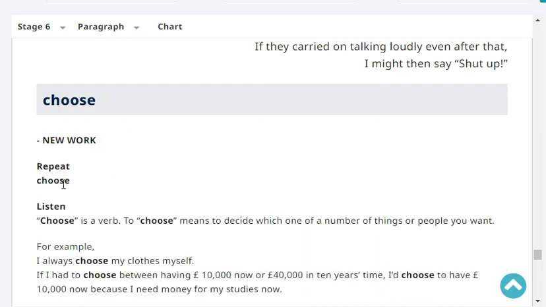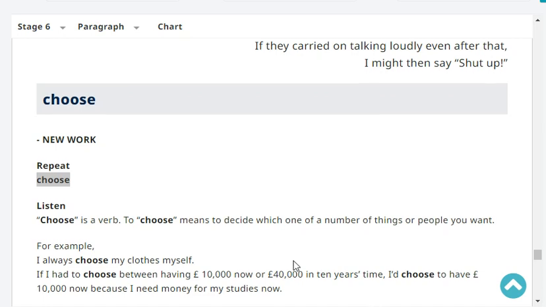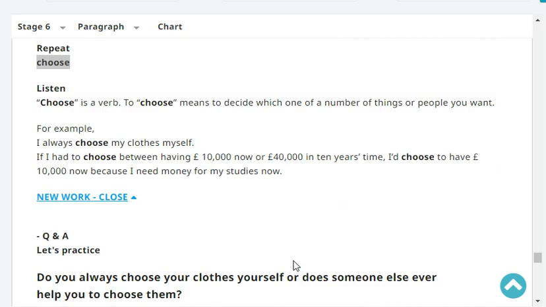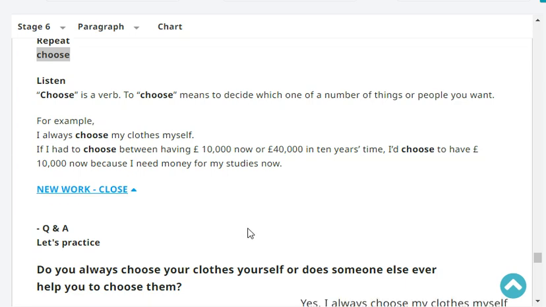Next, repeat, choose. Very good. Okay, listen. Choose is a verb. To choose means to decide which one of a number of things or people you want. For example, I always choose my clothes myself. If I had to choose between having 10,000 pounds now or 40,000 pounds in 10 years' time, I choose to have 10,000 pounds now because I need money for my studies now.